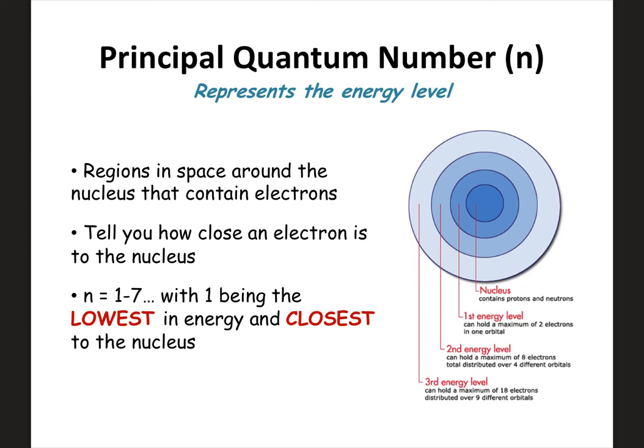So if you look at this picture, imagine the nucleus is here in the center. The first kind of ring outside the nucleus, that would be your first energy level. It's the lowest number, and it's the lowest in energy, closest to the nucleus. And then you get the second one, the third one as you go out, and so on. So the principal quantum number goes from 1 to 7. So anytime you see N, you need to think principal quantum number, energy level here.